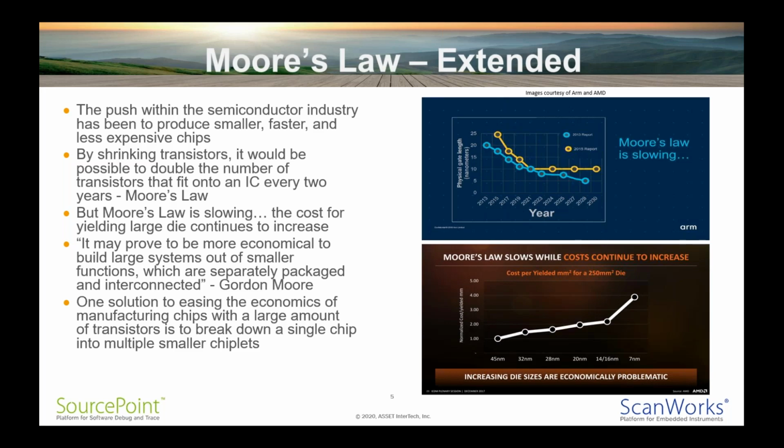So, one solution to easing the economics of manufacturing chips with a large amount of transistors is to break down a single chip into multiple smaller chiplets. Gordon Moore foresaw that heterogeneous integration would move the semiconductor industry forward. The implementation of multi-die devices will improve chip performance, allow for greater chip functionality, and chip configurability.